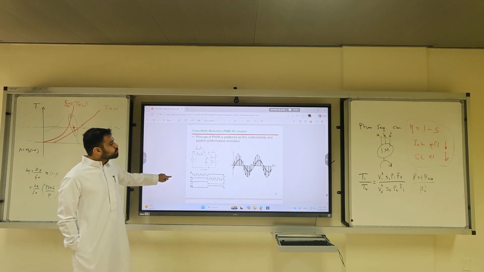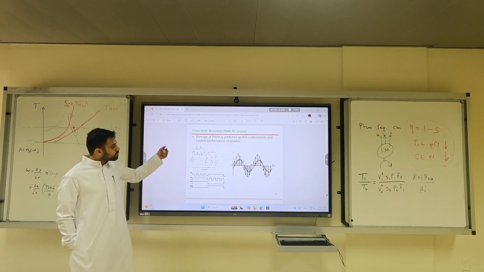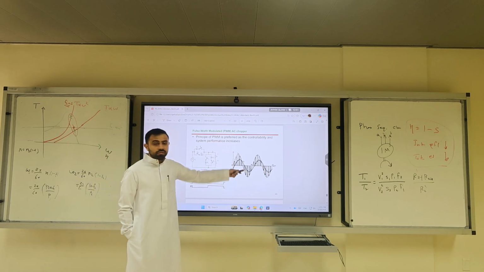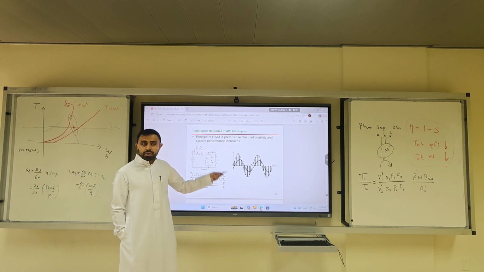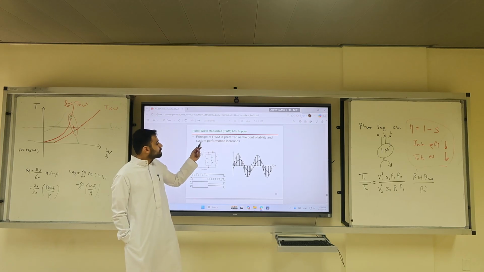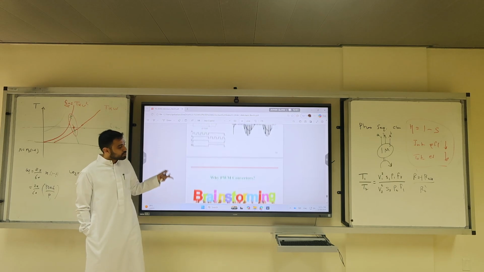The other type is the pulse width modulator. Pulse width modulation is more complicated. You have more pulses. You have D1, D2, D2 prime, D1 prime, and you can chop whatever you want. This is more preferred because you have wider controllability and better system performance, better power factor, etc.